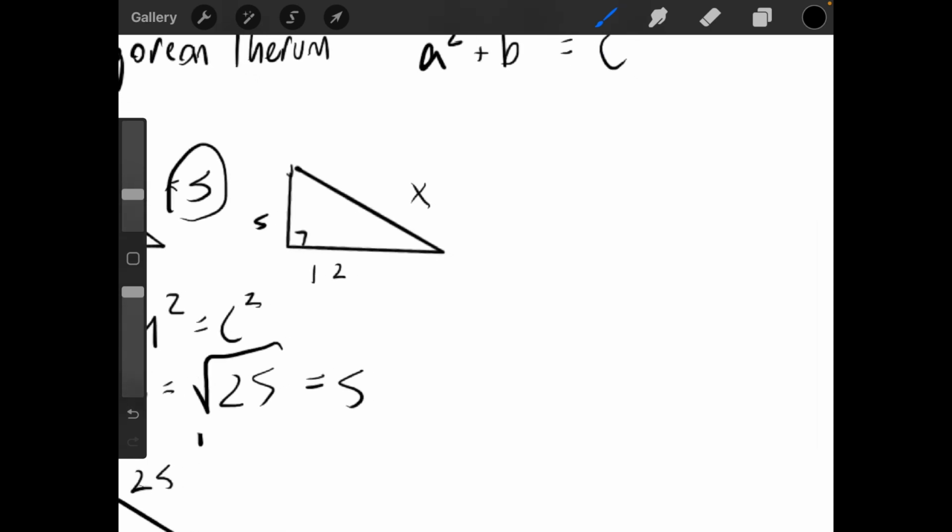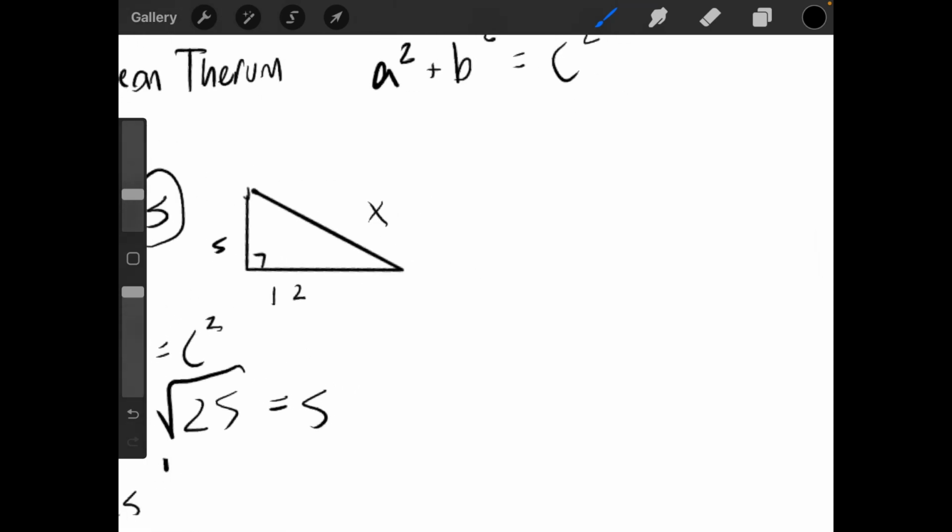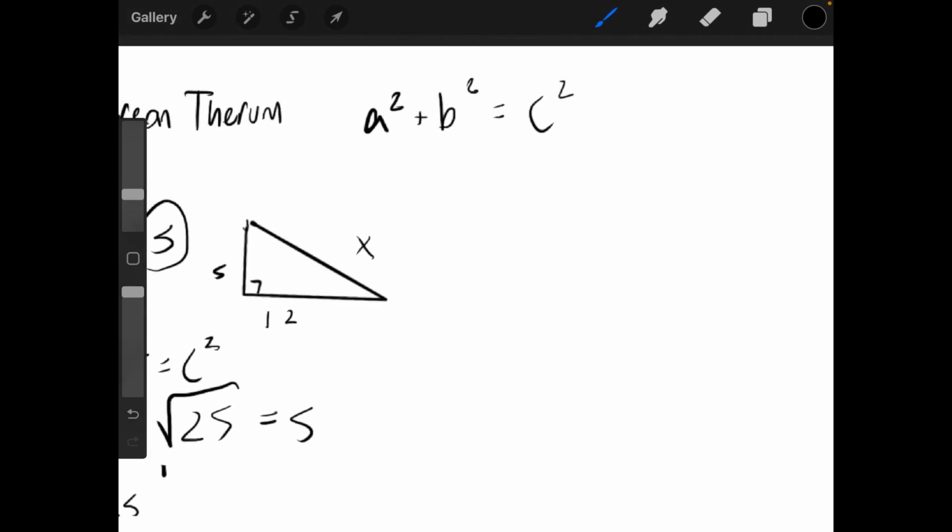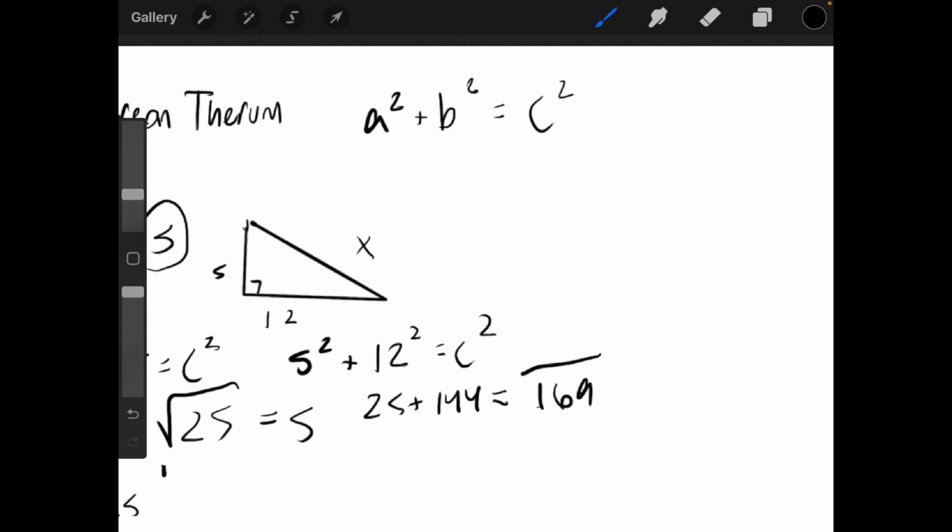So for the second problem, we just have to do the same thing as last time and plug in our a and b. So that would be 5 squared plus 12 squared is equal to c squared. 5 squared is 25, 12 squared is 144, and 25 plus 144 is equal to 169. Again, we have to undo our squared by doing the square root, and that is equal to 13.